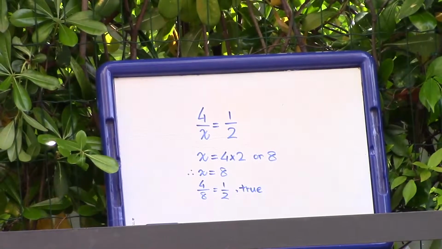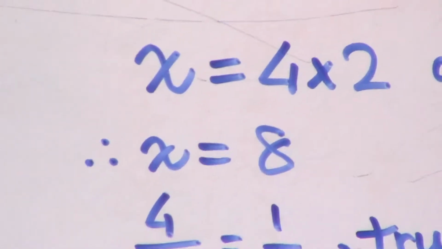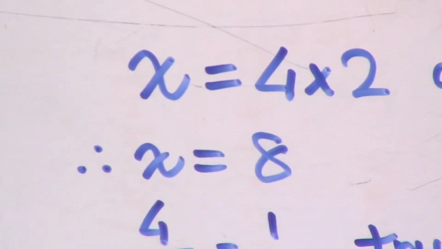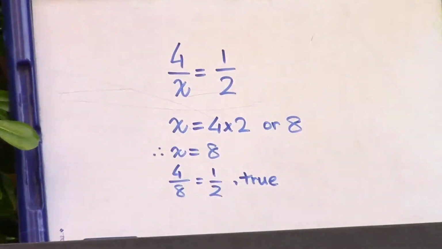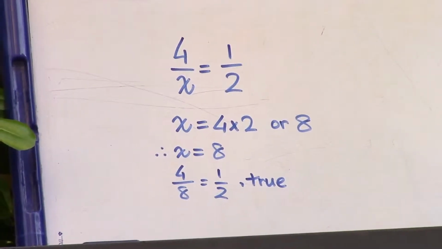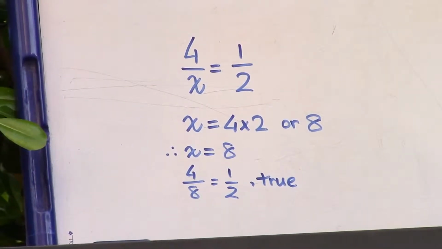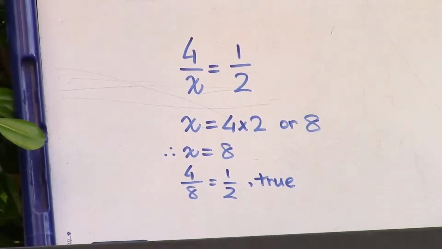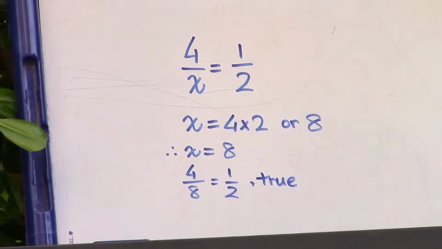You have now solved the equation. And your solution will be x equals 8. But again, how did we solve this equation? Here we used cross multiplication. You just have to multiply a numerator by the other denominator and the other denominator by the other numerator. So 4 times 2 should equal x times 1, or x. So x equals 4 times 2, which is equal to 8.